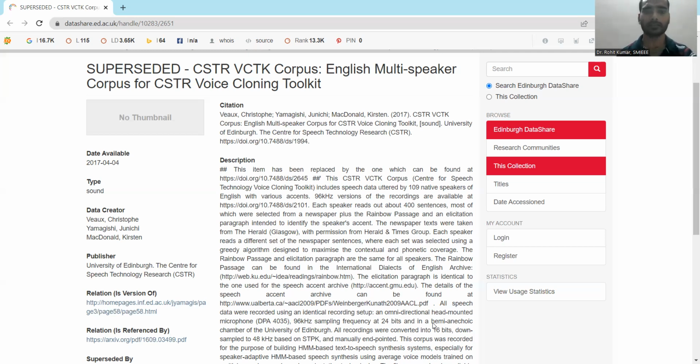And the different statistics related to this dataset include that the speech data in this dataset is recorded using an identical recording setup, an omnidirectional microphone, particularly the DPA 4035, and a 96 kilohertz sampling frequency is used at 24 bits. And the other related information with respect to the speakers and the other things you can also find if you just Google a bit.